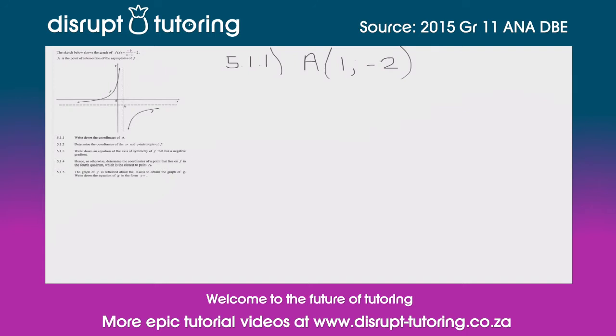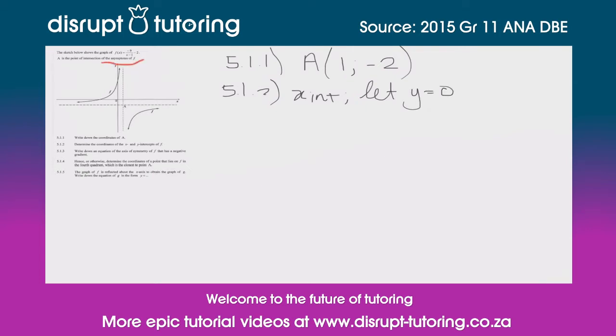Moving on to 5.1.2, determine the coordinates of the x and y intercepts of f. Okay, so that's always a common question that you'll get, and you've been getting these types of questions since grade 7 or 8, so it's really useful to get some good marks here. So in order to get our x-intercept, let's look at our x-intercept first. What do we need to do? We need to let y equal 0.